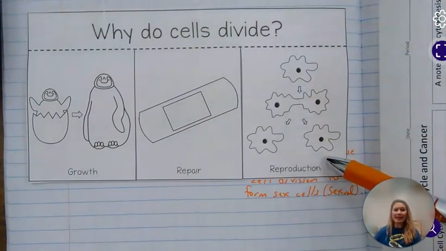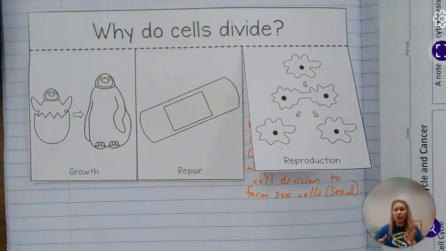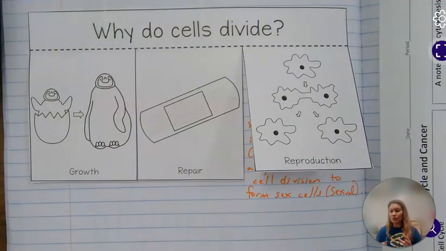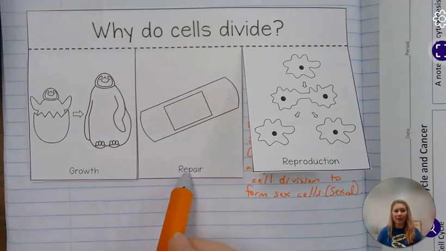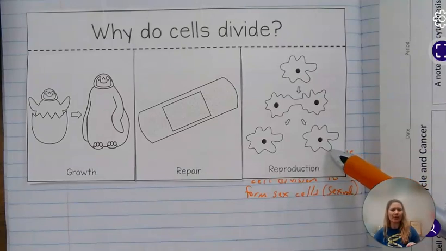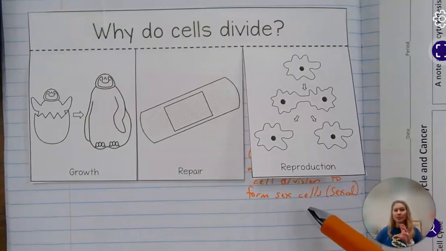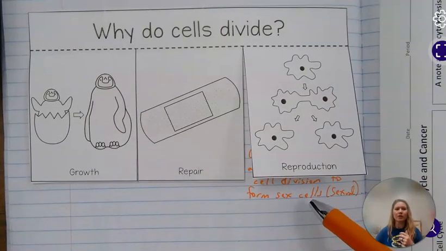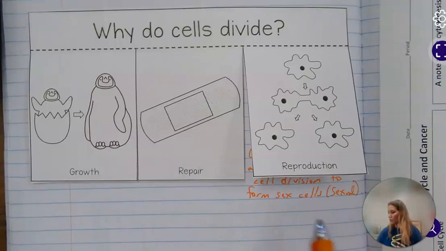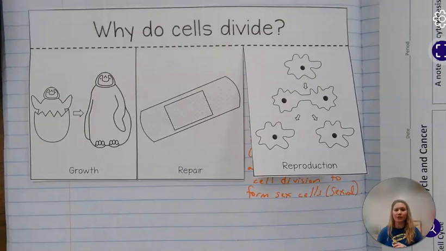So that is it for this foldable on why cells undergo cell division. The 2 big ones, right, growth and repair, but then of course there's also reproduction. So asexual reproduction for unicellular organisms like bacteria, and then a special form of cell division known as meiosis to form sex cells for sexual reproduction.